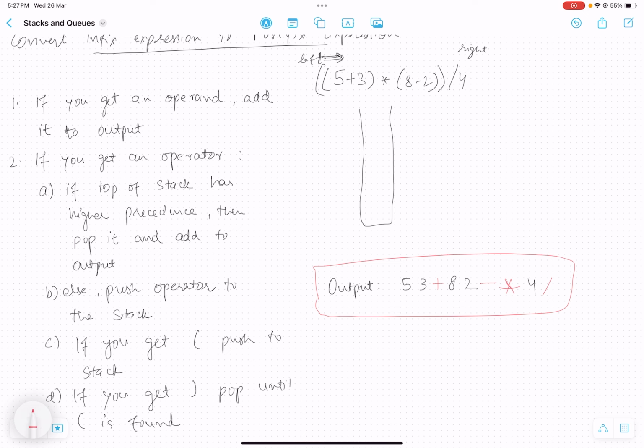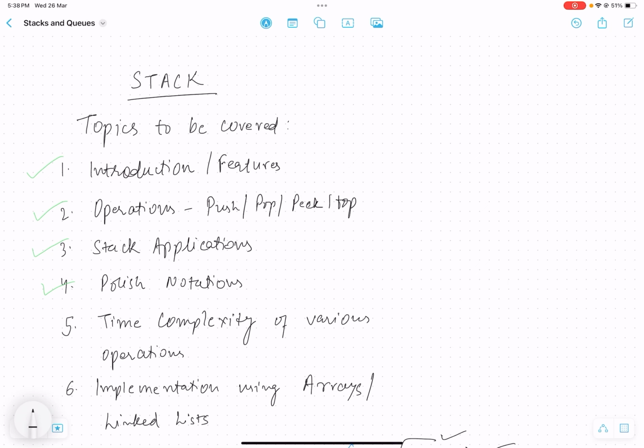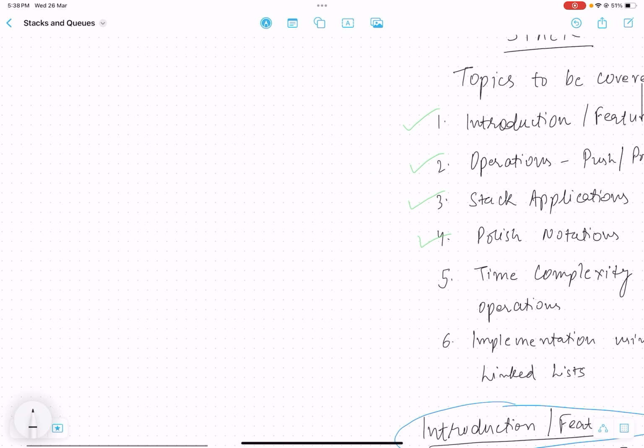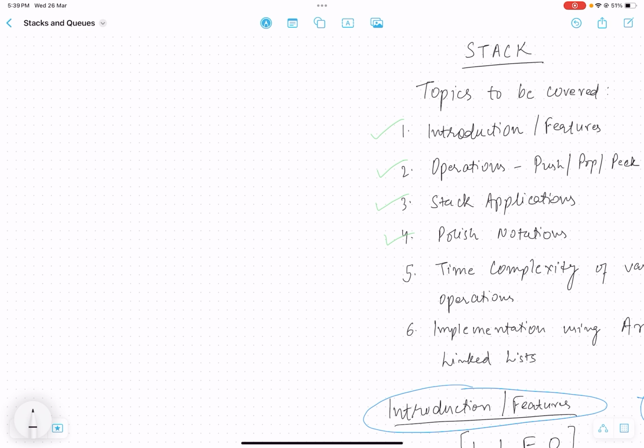That's all. So next topic that we are going to cover in today's video will be on time complexity of various stack operations. Okay, so I will just write this here only. Time complexity of stack operations. So the first operation was push.